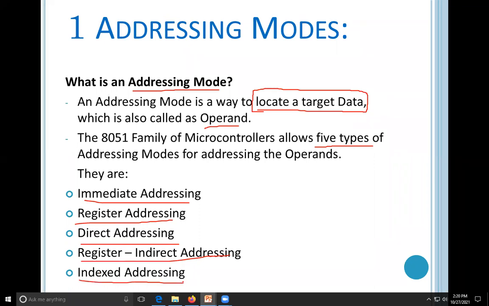If an offline exam is conducted, they ask the question: explain the addressing mode with one example. So you have to write down the addressing mode with one example. If it is an online exam, they give some instruction and ask which addressing mode this instruction is for. So you must understand all the addressing modes, and we will discuss them one by one.